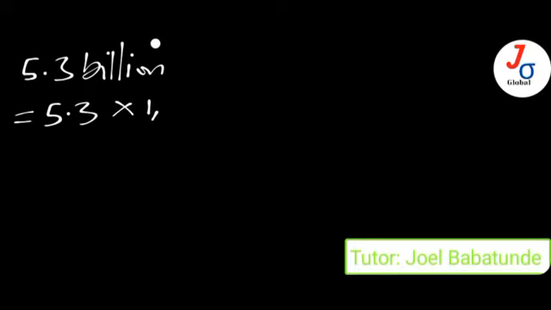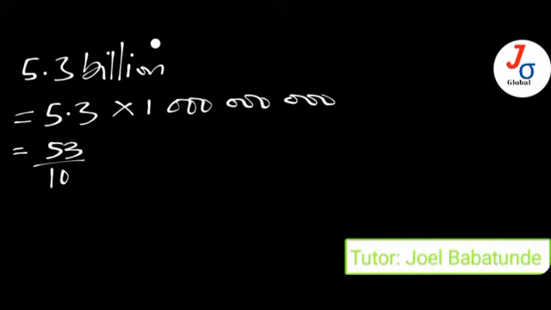1 billion is 9 zeros. This is million, then billion. So what do we do? This is 5.3 times 1 billion. And how do you write 5.3 as a fraction? We write it as 53 divided by 10. Of course, 53 divided by 10 will give us 5.3. Then multiply this by 1 billion.